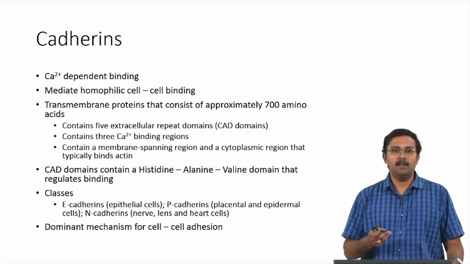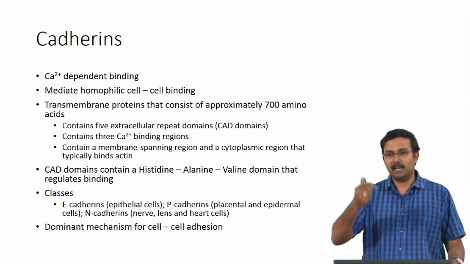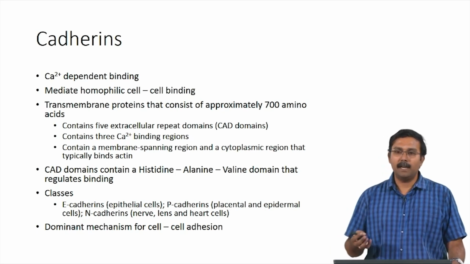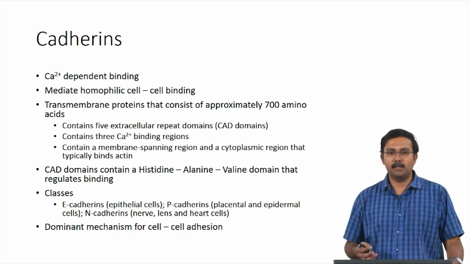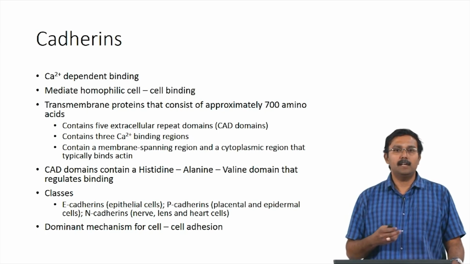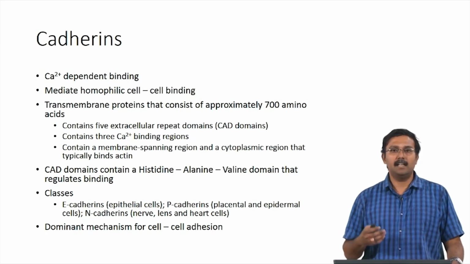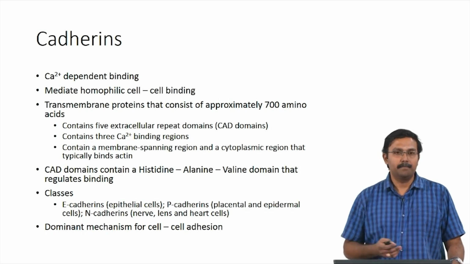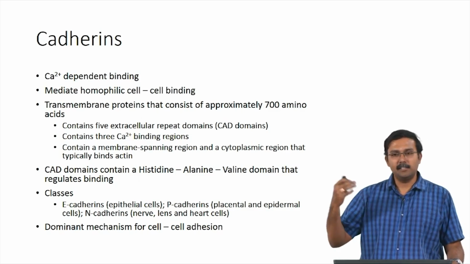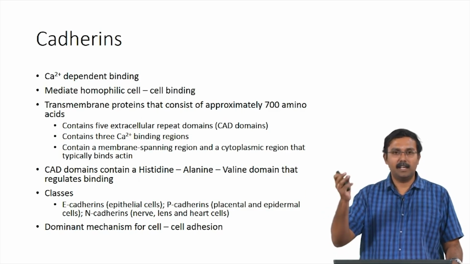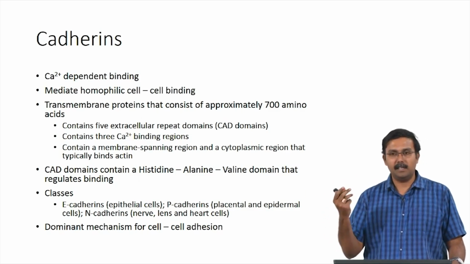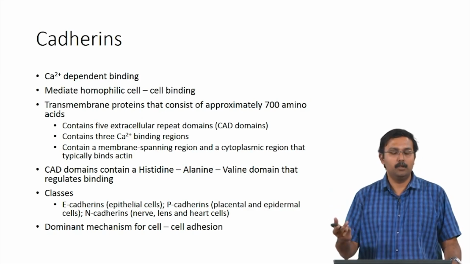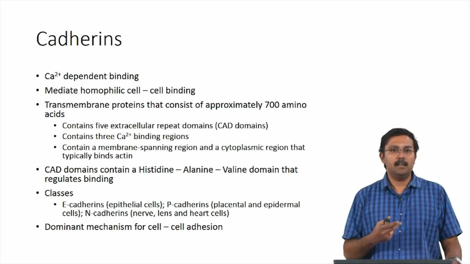They contain a membrane spanning region, which is the transmembrane region, and then a cytoplasmic region, which typically binds to the actin filaments in your cell. The CAD domain consists of a histidine alanine valine domain which regulates the binding. Just like how RGD is one of the ligands, here the domain itself contains this histidine alanine valine combination. So, there are different classes.